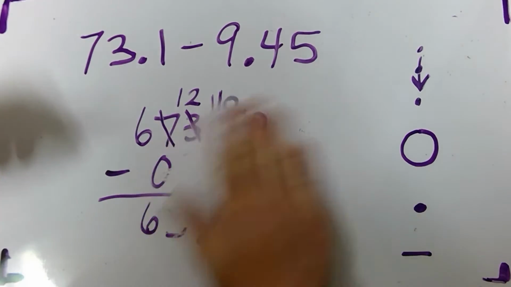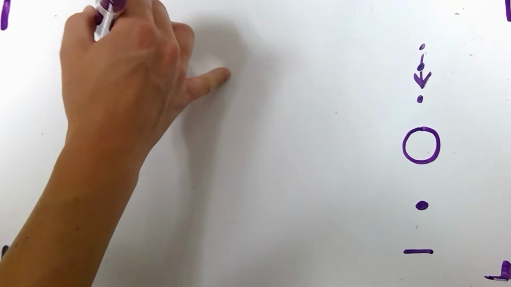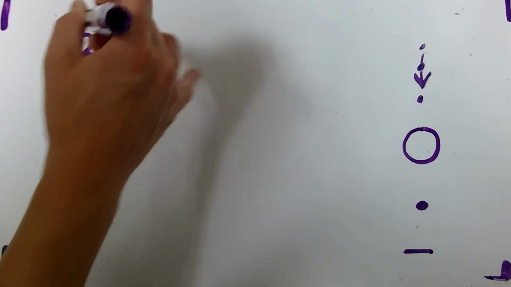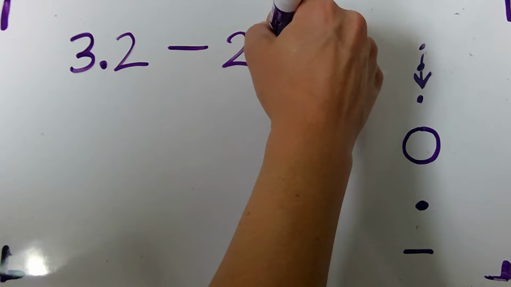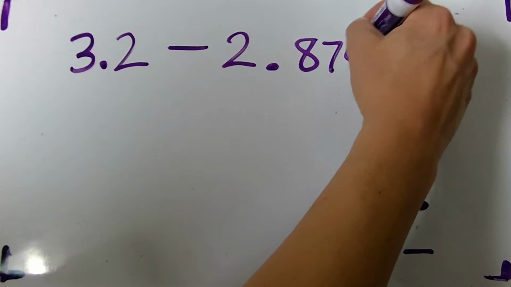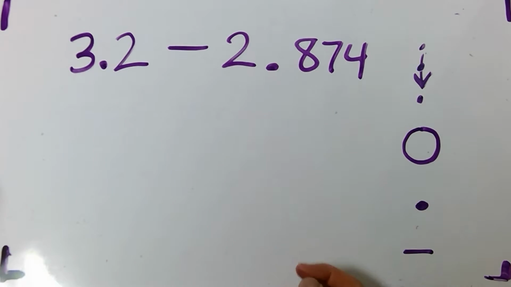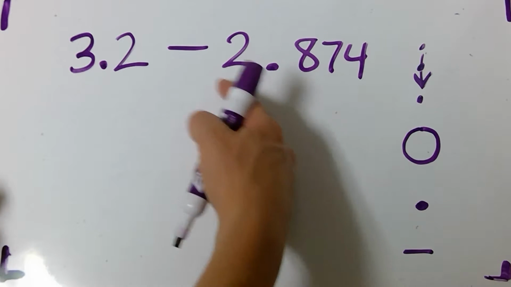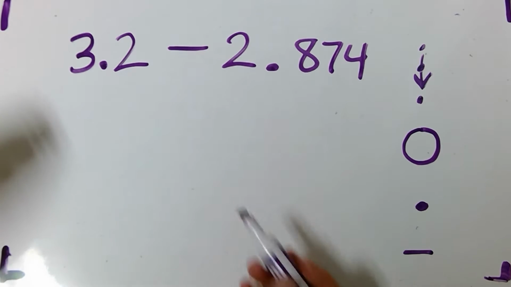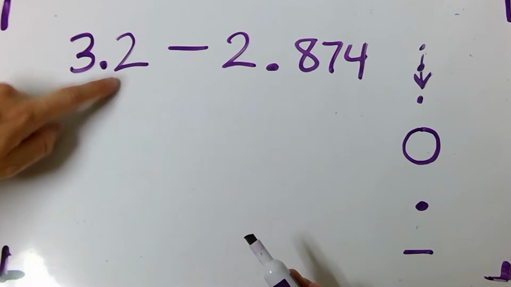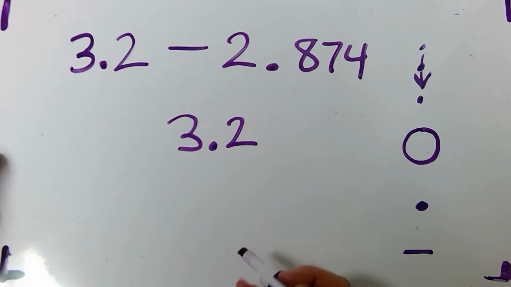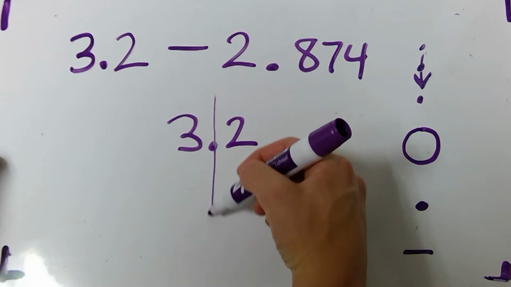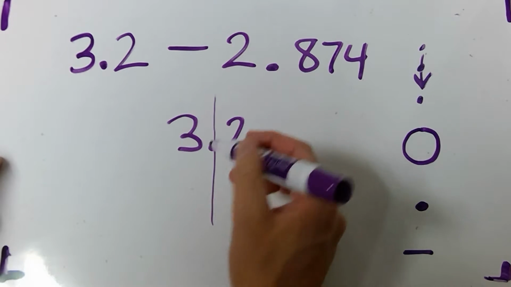Let's do another one with borrowing. Let's do 3 and 2/10ths, subtract 2 and 874/1000ths. I mean, that's a lot into the decimal. Now I know sometimes you guys just pick the bigger number and put it on top. That's not how it works in subtraction. Order matters. You have to put the first number on top. So we have to write 3 and 2/10ths first. I'm going to line it up by the decimal. And this is 2 and 874/1000ths.